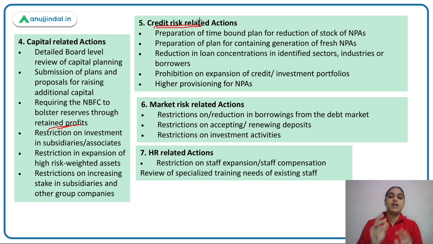So, agar RBI dekhta hai, aapki performance achhi nahi hai, to wo aap pe restrictions lagayega ki aap in sectors mein loans nahi de sakte, in sectors mein invest nahi kar sakte, NPAs ke against aap aur provisions rakho. So, ye sab aapki credit risk-related actions hai. Okay, preparing the plans to reduce your NPAs, to stop your new NPAs from rising, reduce giving loans in certain sectors, reduce your investment in certain sectors, increase the provisions you are maintaining for the NPAs. These are the credit risk related actions.